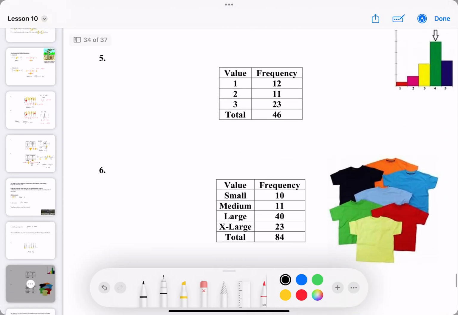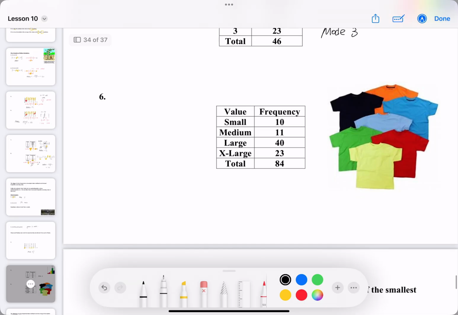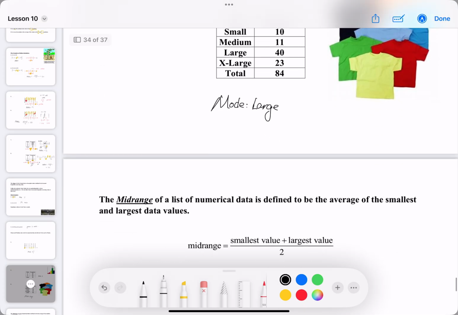Next example. If I have a value frequency table, which value happens most often? That is 3. So my mode is the value 3. Next example. Which value happened most often? You see, 40. That means the frequency of the large is highest. This value happened most often. So my mode is large.